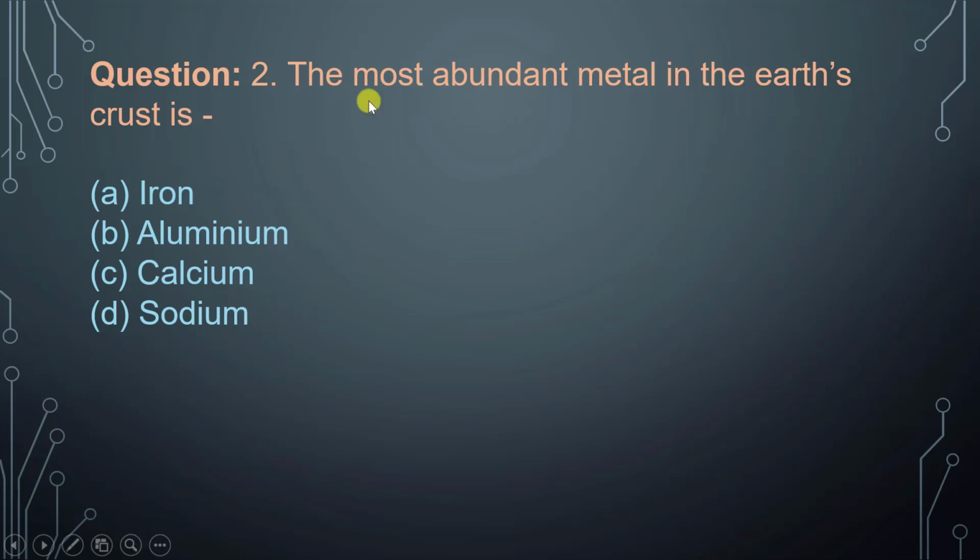क्वेश्चन नंबर सेकंड है, द मोस्ट अबेंडेंट मेटल इन द अर्थ क्रस्ट. ऐसी कौन सी मेटल है जो अर्थ क्रस्ट पे सबसे ज्यादा पाई जाती है? तो इसका आंसर मैं बताऊंगी, और इसका आंसर है एल्यूमिनियम.